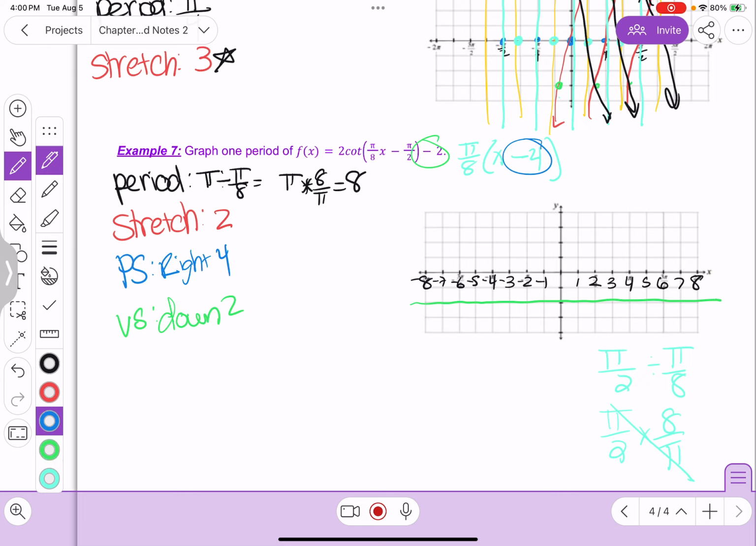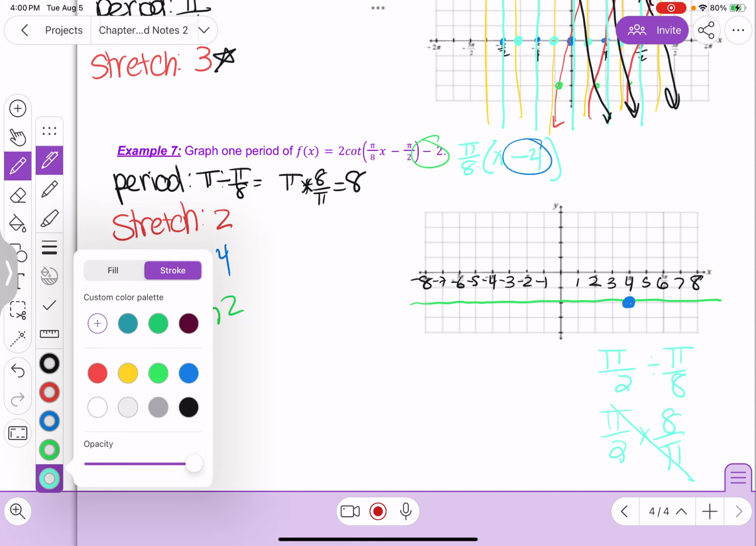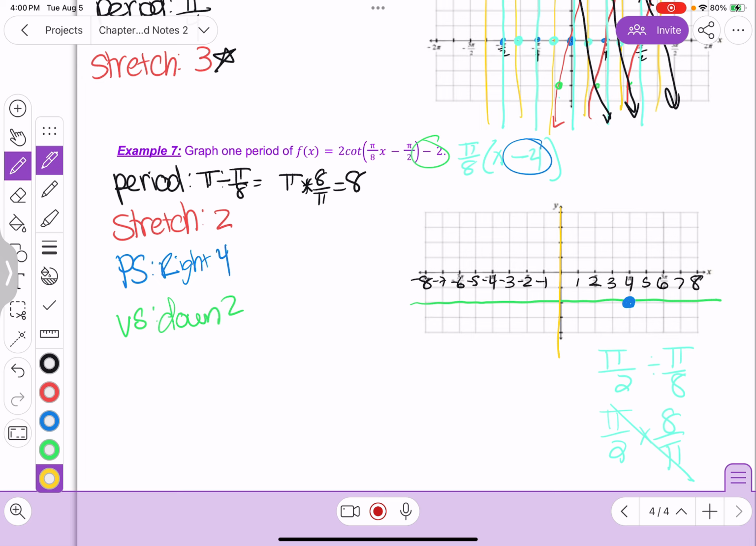All right. So normally tangent would start right here, but we're going right 4 down 2. So we're actually going to start our tangent right there. Our period is 8, so we go 4 on each side. So that would be 1 tangent. So if I did 2, I need a middle there as well. Halfway between the blue dot and the yellow, I go up 2 and down 2. So that red is the tangent graph.